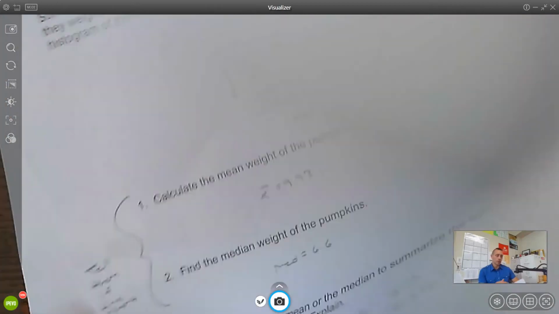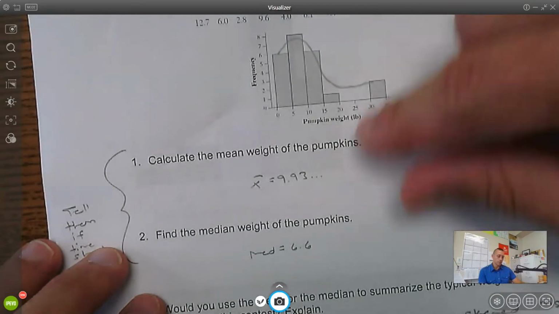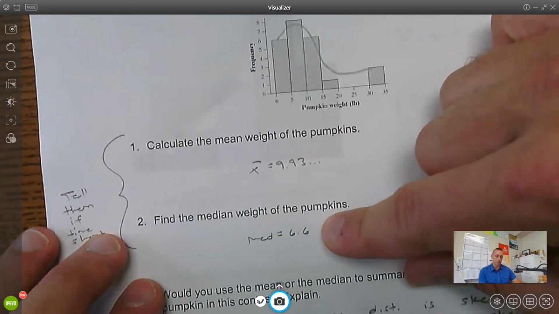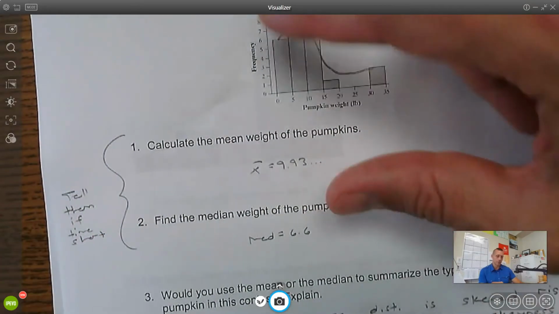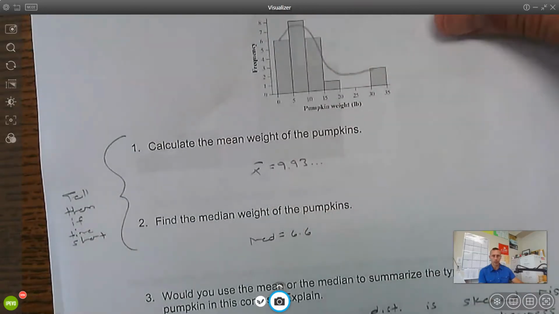Actually, I want to say one more thing here. If you look at the mean versus the median, you could see the mean is higher than the median, and that's what we talked about previously. The distribution skewed right, the mean will be higher.